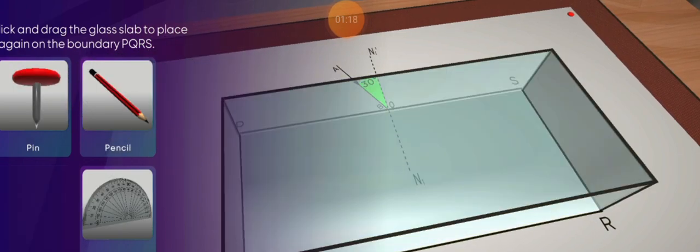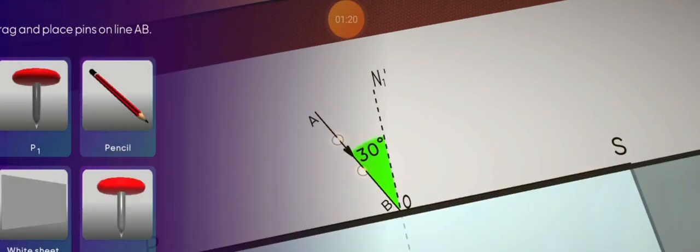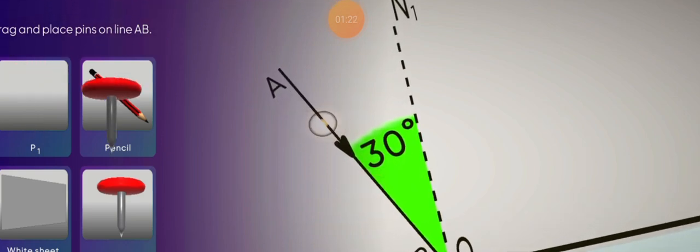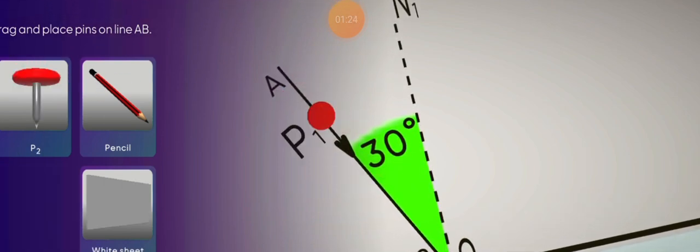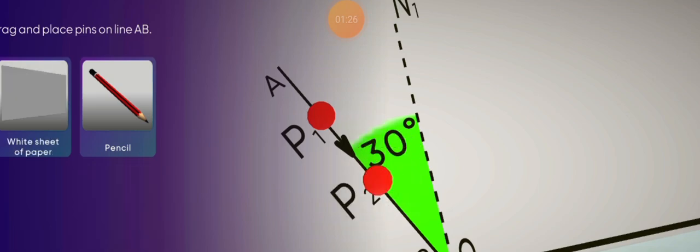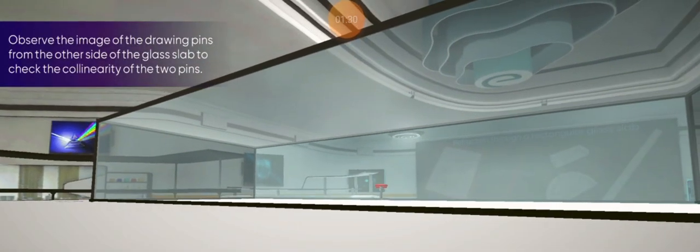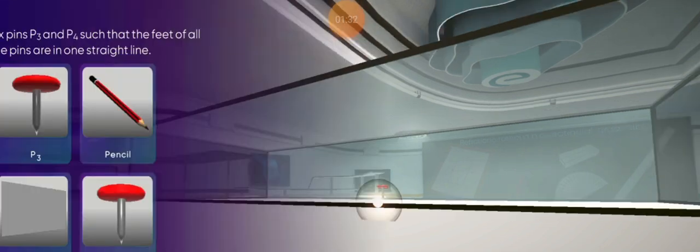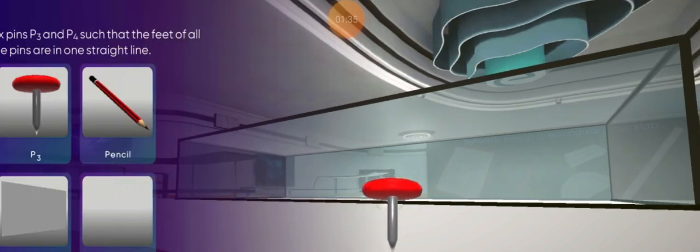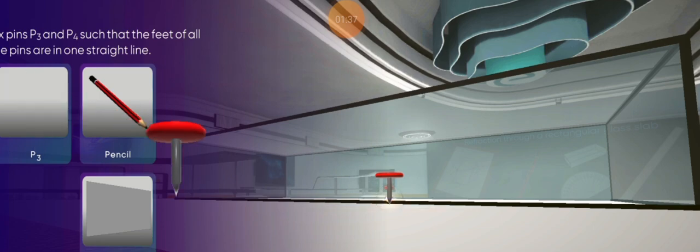Placing the glass slab back in position. Putting the ball pins on the incident ray at a minimum distance of 5 centimeter. Now looking at the foot of the ball pins through the glass slab, we have to put another 2 ball pins in the same straight line so that the 4 ball pins are in the same straight line.